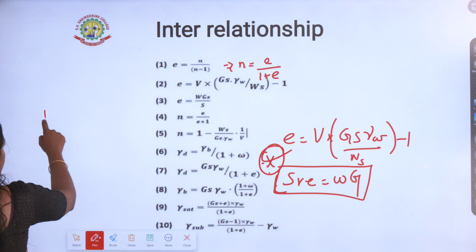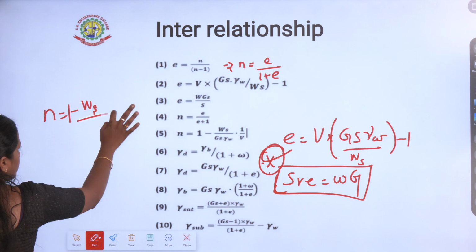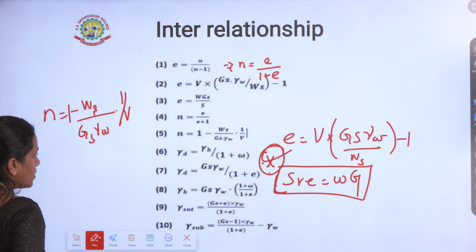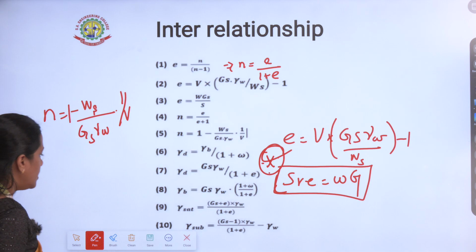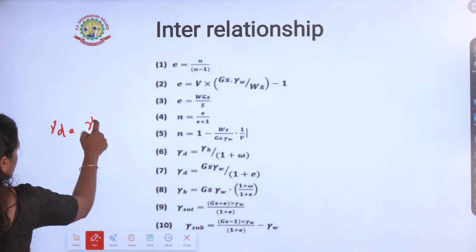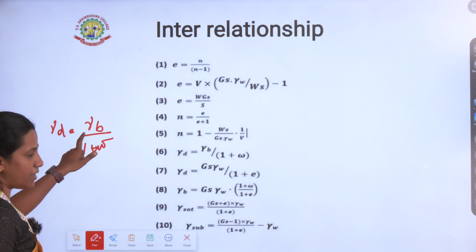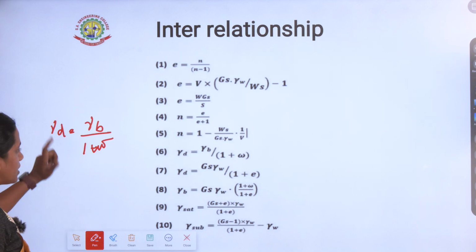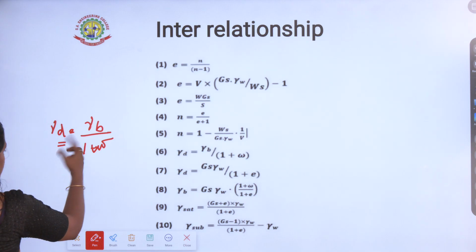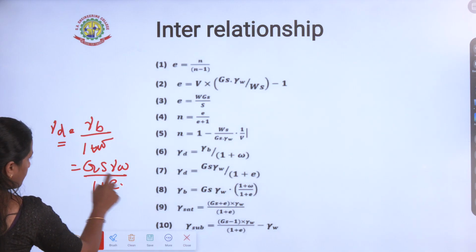Then we will have n is equal to 1 minus Ws divided by Gs gamma w into 1 by volume. And then we will have dry density, in the sense gamma d is equal to gamma bulk divided by 1 plus w, whereas this is the dry unit weight. Gamma d is called the dry unit weight, and this can also be represented in terms of Gs gamma w divided by 1 plus e.